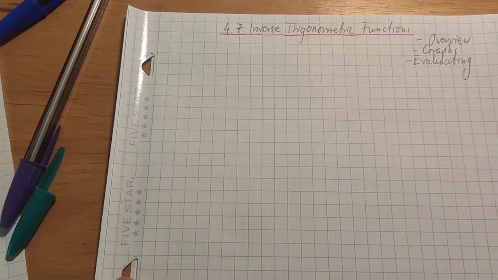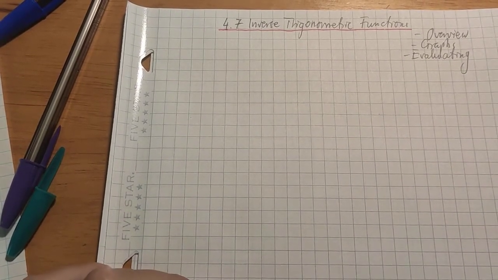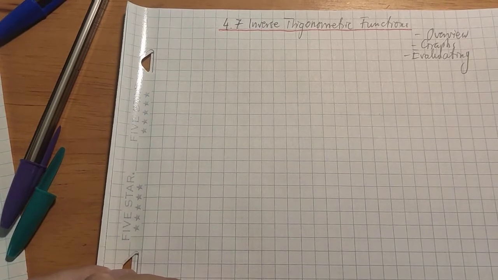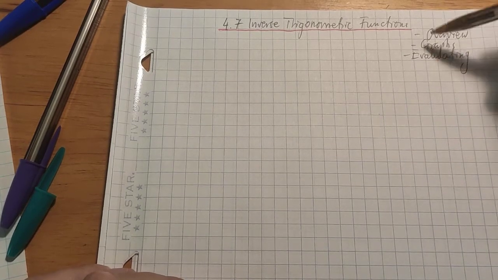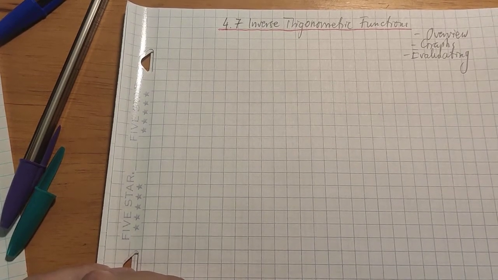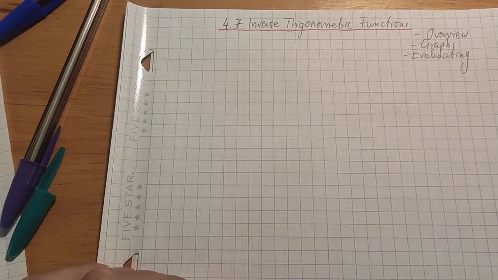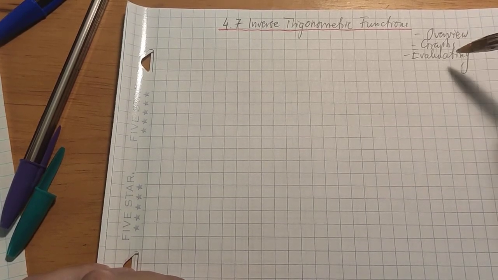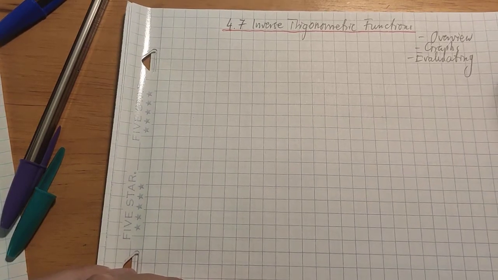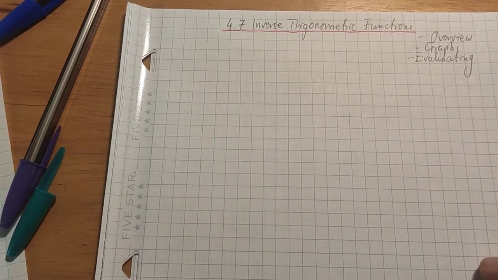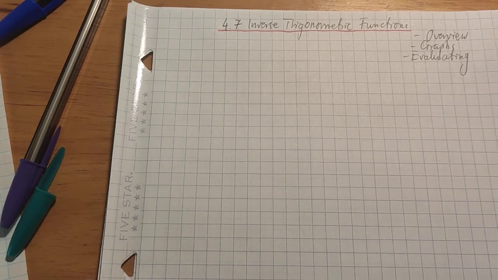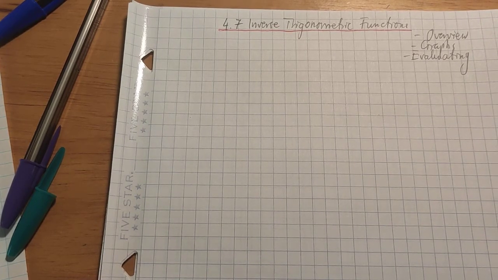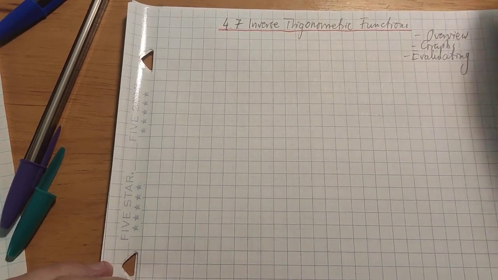All right, welcome everyone. So this is a lecture on 4.7, first lecture. 4.7 is inverse trigonometric functions, and initially I'll give you an overview of what inverse functions are. Then we'll look at graphs of trigonometric inverses, and then we'll be just solving problems, evaluating inverse trigonometric functions. Alright, so let's start with the definition.